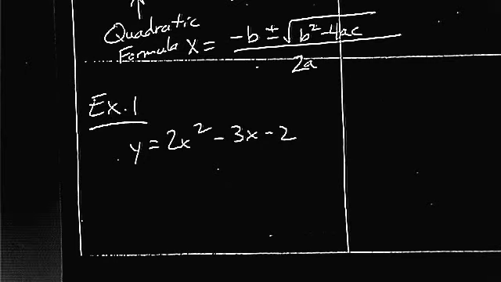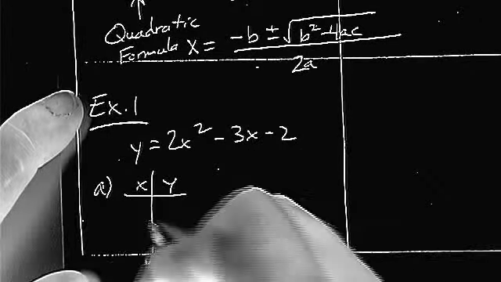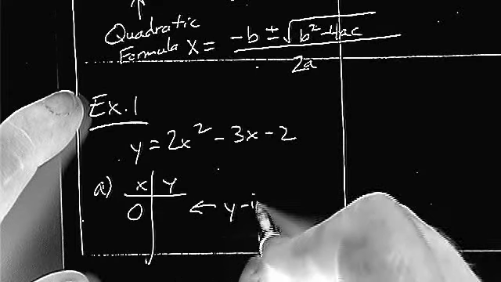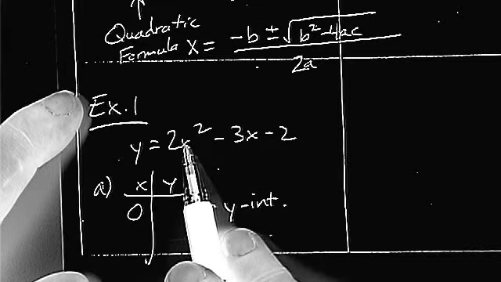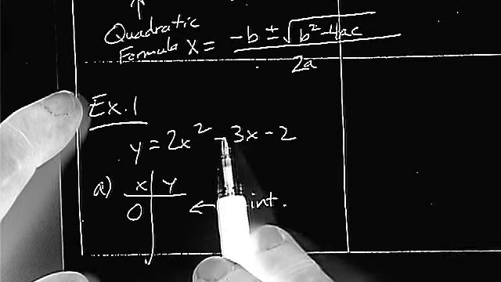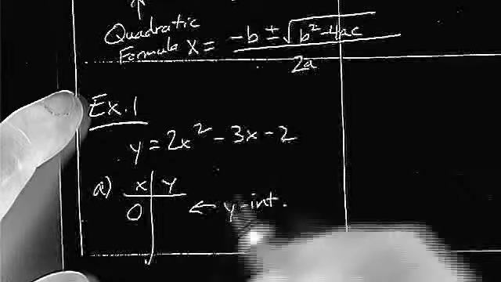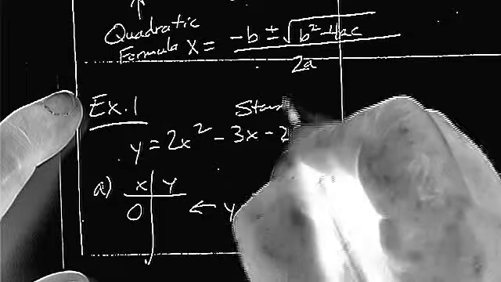So one part of A says find x and y intercepts. That's not too hard, right? Plug a 0 in for x. What does that find? That finds y intercepts. If I plug a 0 in for x, 2 times 0 is 0 squared is 0. 0 times 2 is 0. Minus 3 times 0, 0, 0. Oh, it's this thing at the end. So when it's written in standard form, right?